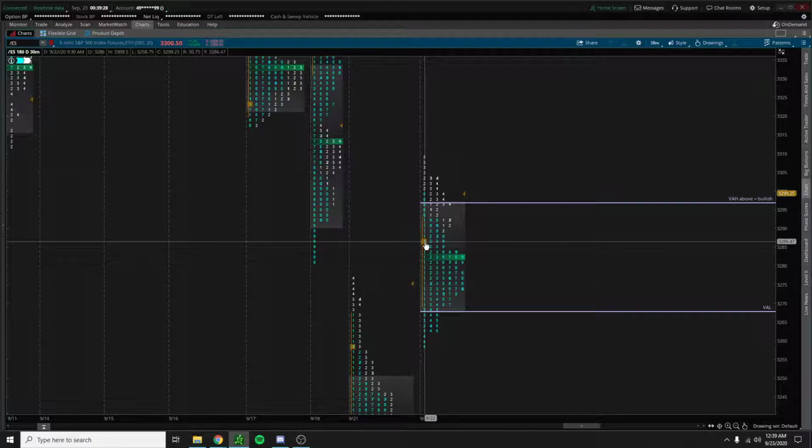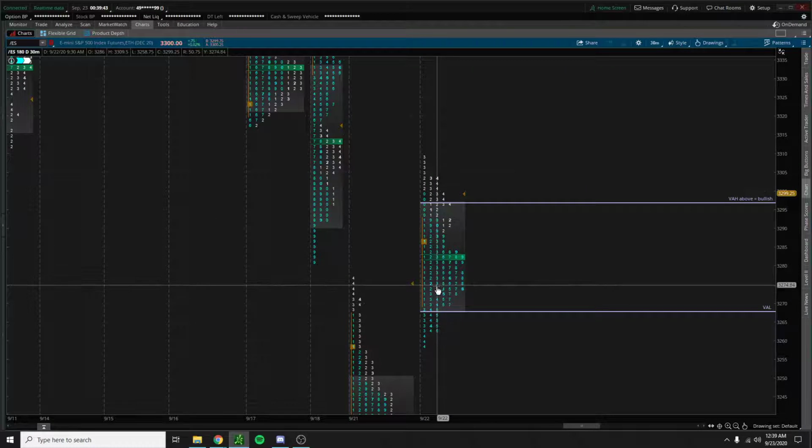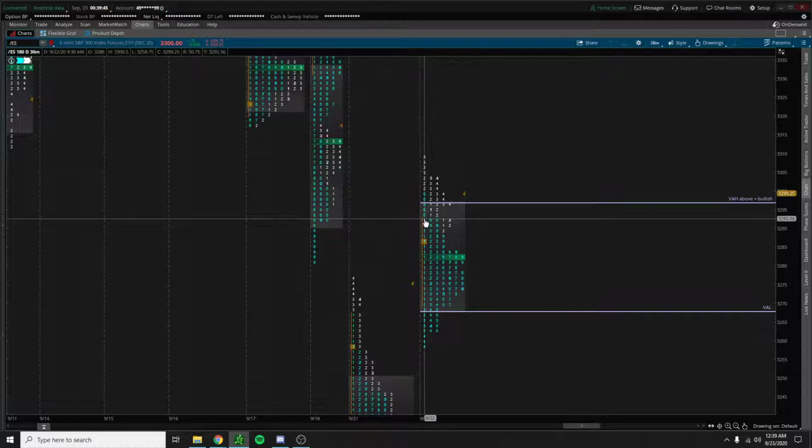As you can see for today's session, price opened right here. We came up a little bit, came down. You don't really look at it like this, but it's just so you can understand it. Each one of these numbers, 1, 2, 3, 4, those are all 30-minute periods. So in 30 minutes, we came from here, traded up here, and then down here. So we traded this entire area in the first 30 minutes.